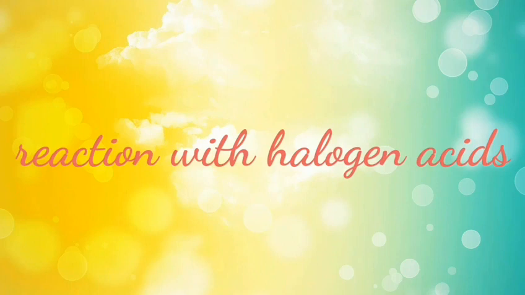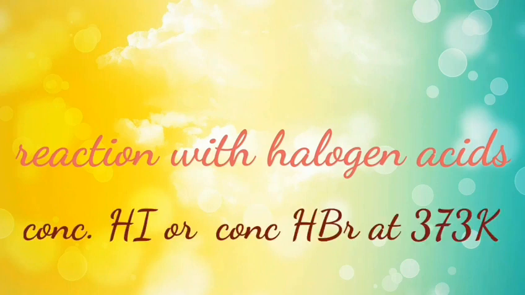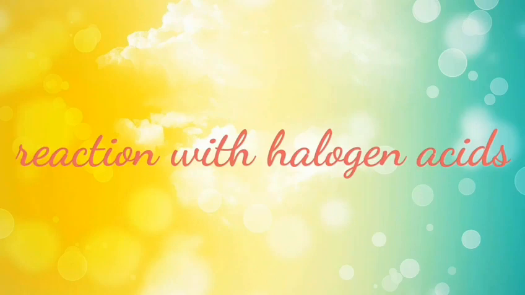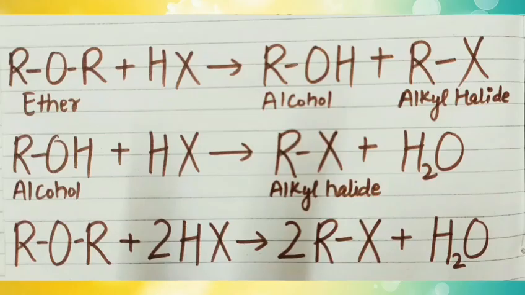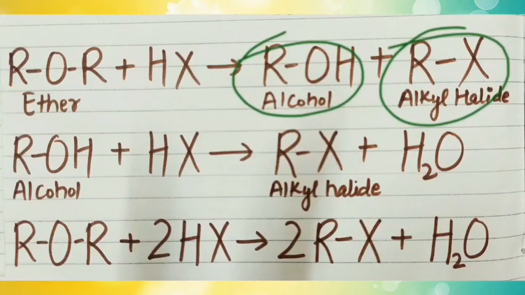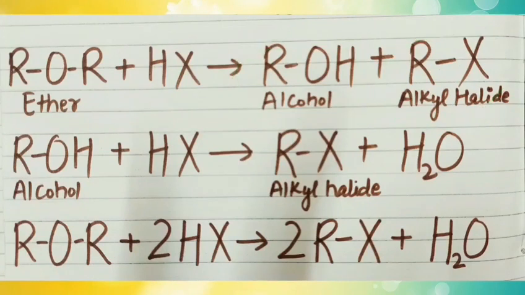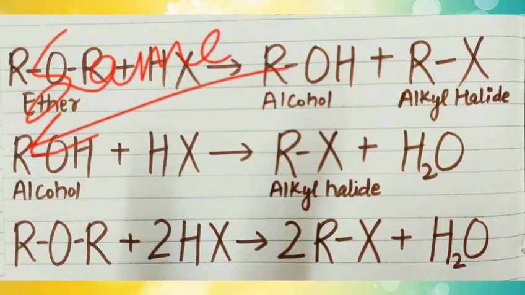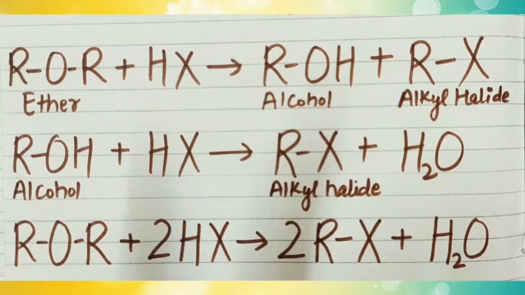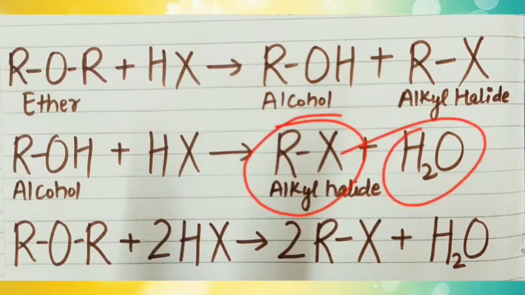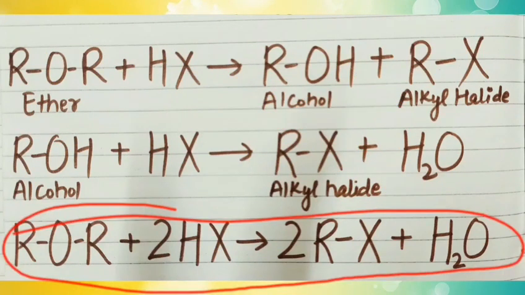Students, ethers are cleaved by concentrated hydroiodic acid or hydrobromic acid at 373 Kelvin, and the reaction is completed in two stages. In the first stage, if the halogen acid is in limited amount, a mixture of alcohol and alkyl halide is formed. In the second stage, if excess halogen acid is available, the alcohol further reacts with halogen acid at high temperature to form alkyl halide and water. This is the net reaction.